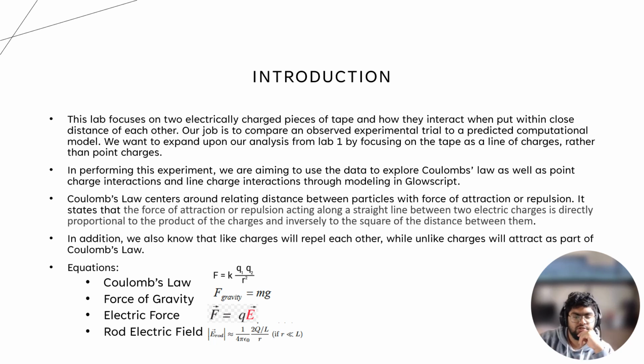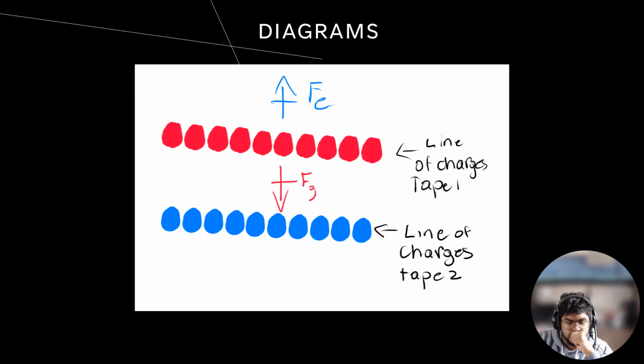Some of the equations we'll use: Coulomb's law, force of gravity, electric force, and rod electric field. So here is a free body diagram. You can see the top line of charges and the bottom line of charges at equilibrium, as the electric force at the top line is equal to the force of gravity on the top line.